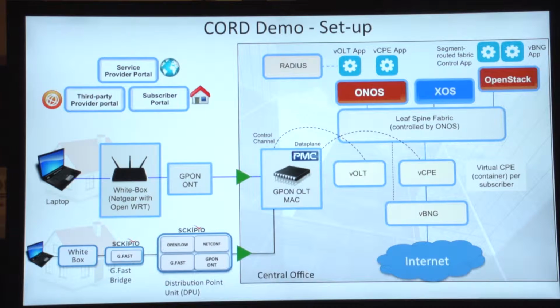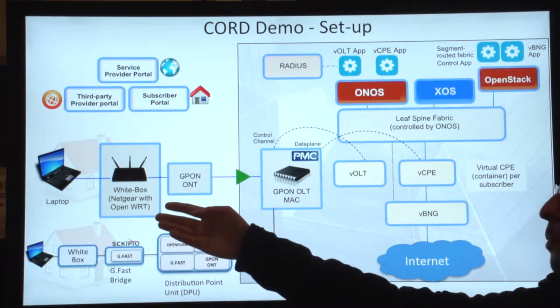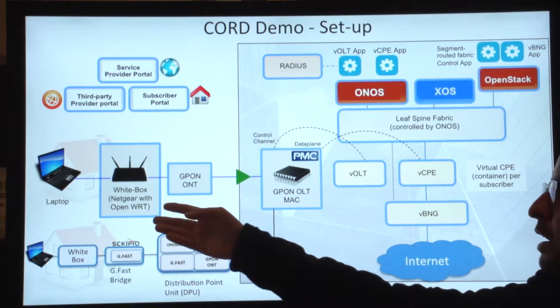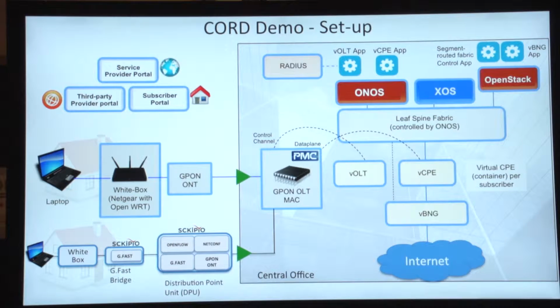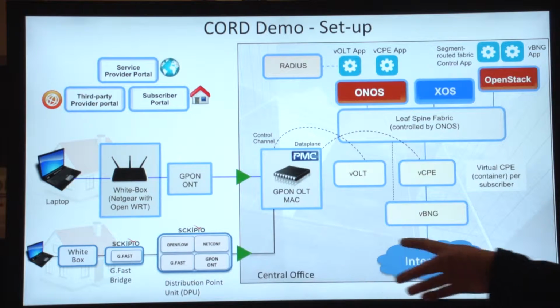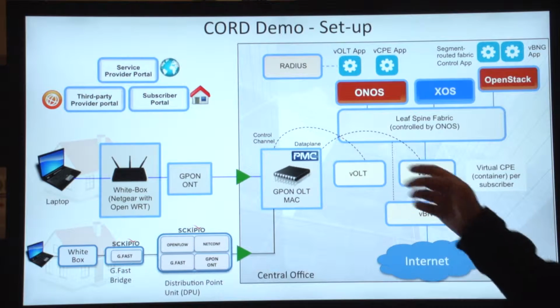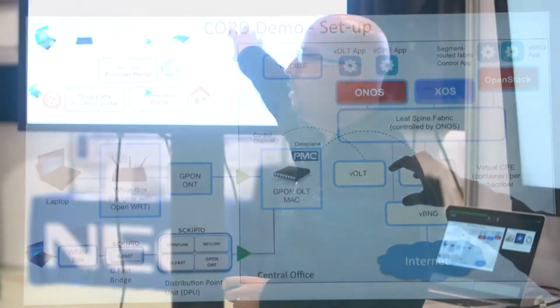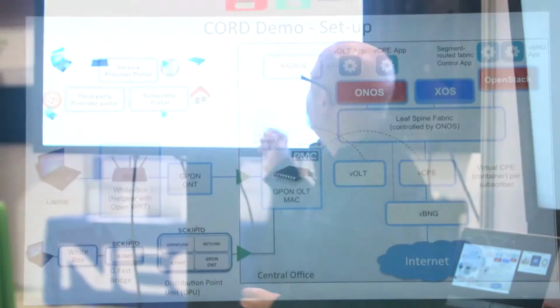Now we're going to show you what we have actually set up in the demo. We have a white box home customer premises equipment, which is a Netgear flashed with OpenWRT. It doesn't run any other software other than authentication. We have then a GPON OLT and a Sckipio G.fast. The OLT is disaggregated, and we have a vOLT application which is controlled by OpenFlow. That allows us to provision rules as soon as this guy comes up.